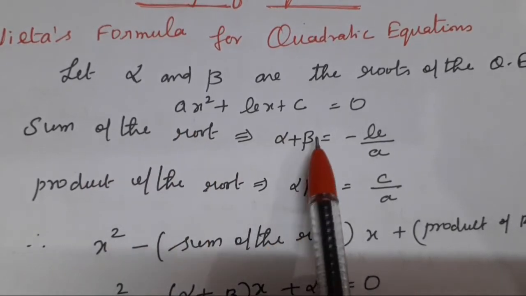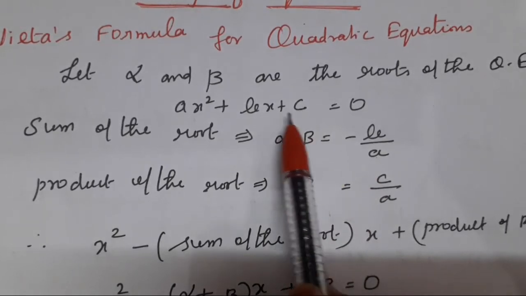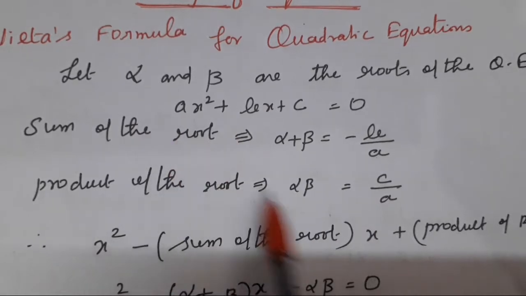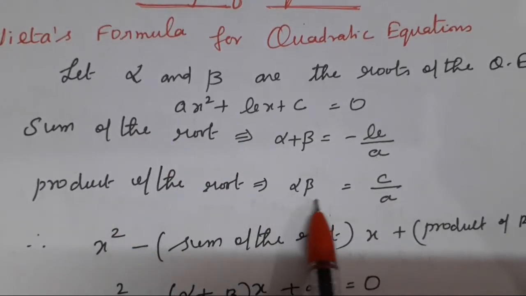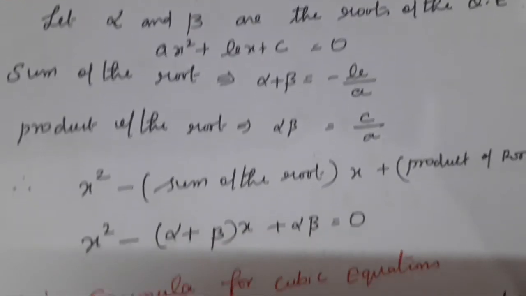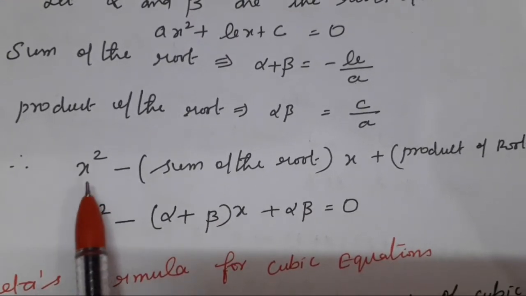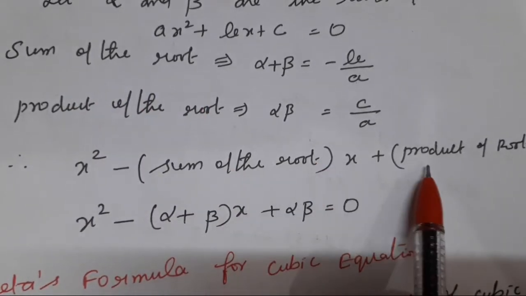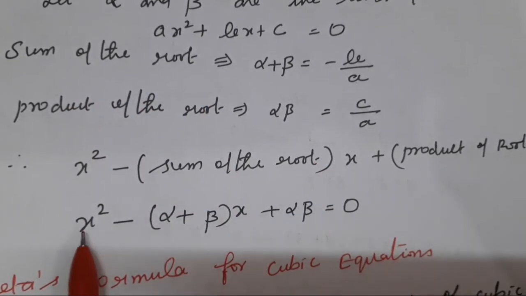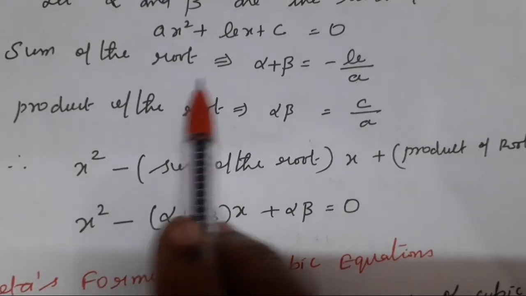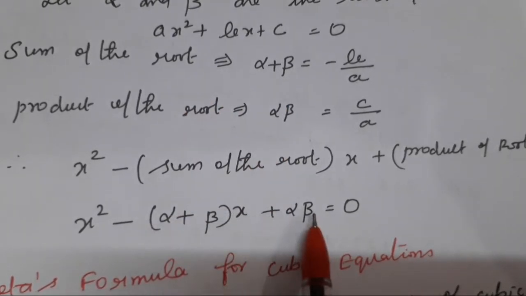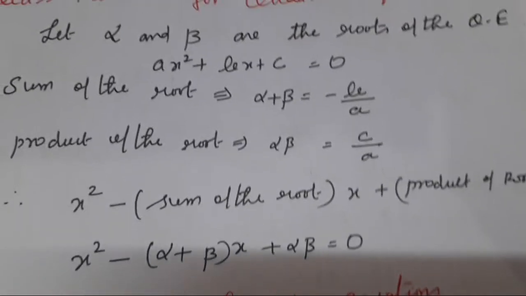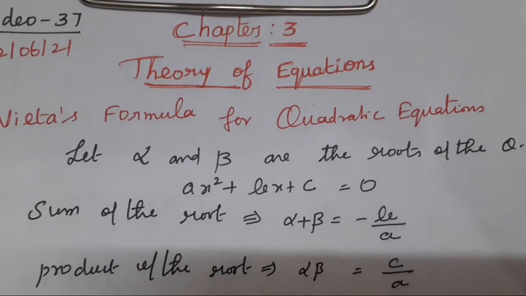Again, product of the roots is nothing but the constant term, c is the constant, by the coefficient of x square. That is, product of the roots gives alpha into beta equal to c by a. These are studied in the 10th standard itself. So what is the given equation? Therefore the equation becomes x square minus sum of the roots into x plus product of the roots equal to 0. That is, x square minus alpha plus beta into x plus alpha into beta equal to 0. This is what we call the Vieta formula for quadratic equation.